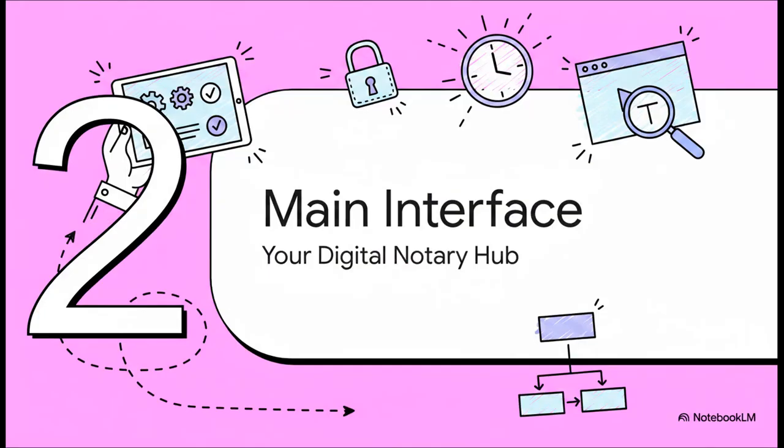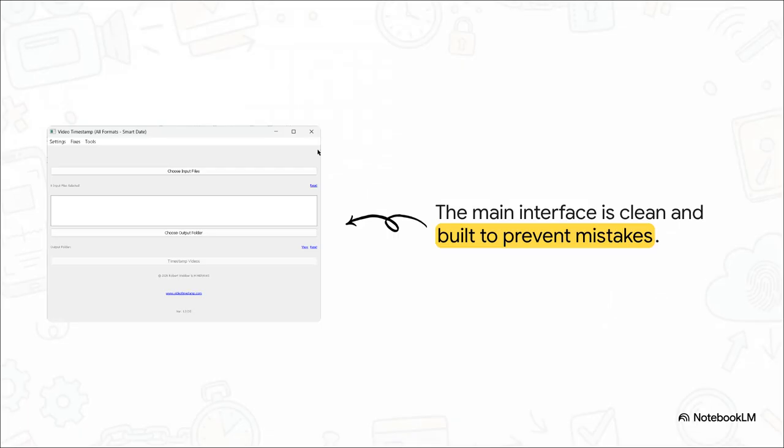Moving right along to Section 2, navigating the main interface. This is your digital notary hub. When you open the application, notice how incredibly clean and intuitive the layout is. You aren't getting overwhelmed by a million confusing dials and switches. Instead, it operates in these really clear vertical zones. Up at the top, you've got your input controls. That's where you choose your files. Down in the middle is where your selected files will populate into a detection table. Right below that, you'll find your output folder controls to designate exactly where the stamped files are going to go. And then finally, there's that big action button at the bottom, which actually only activates when you are completely ready. It's totally built to prevent you from making mistakes.